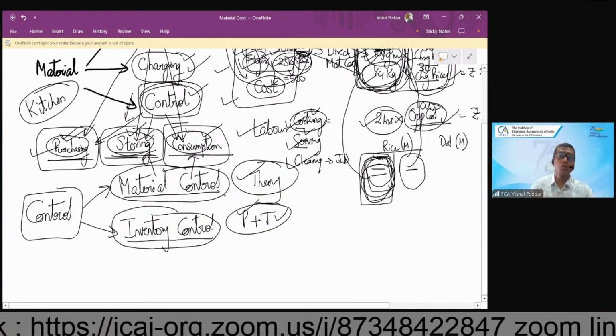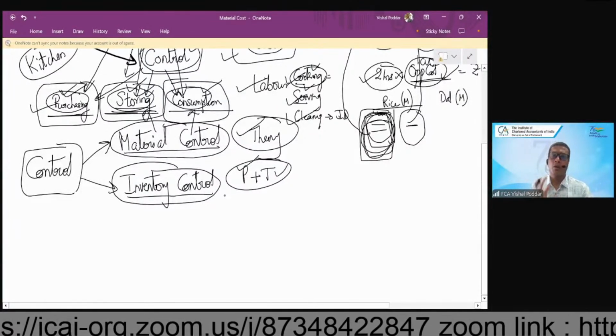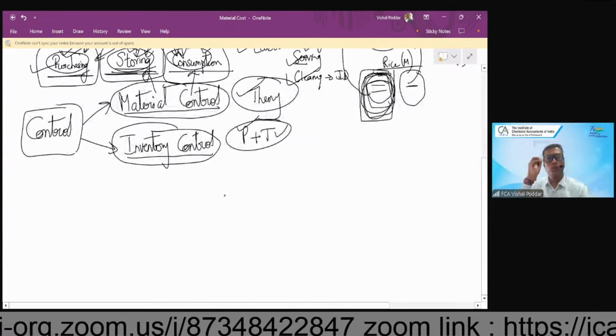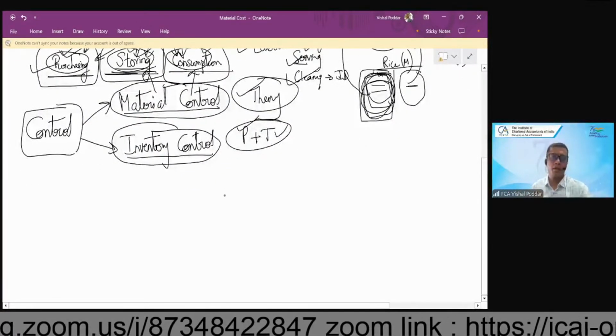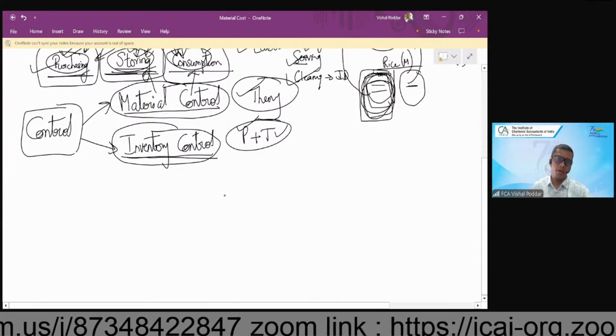Maybe if I get time, I'll go through the theory from the module. I request that today you study this material control part from the module so that we can take your questions in the next lecture. Now I can come to the most important part in the material chapter relating to control, which is named inventory control.